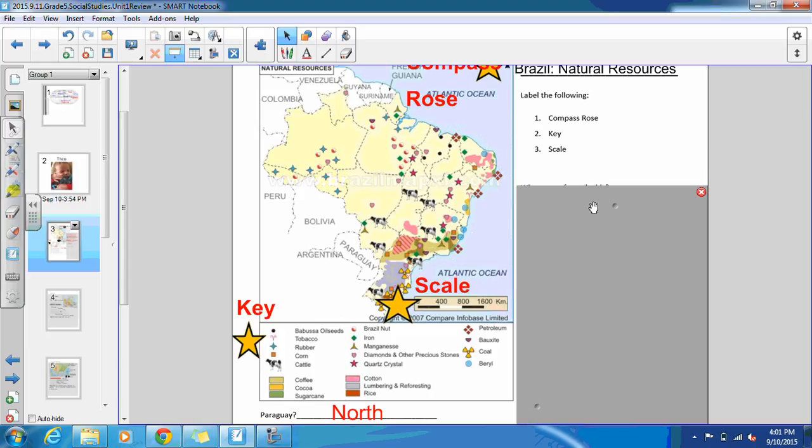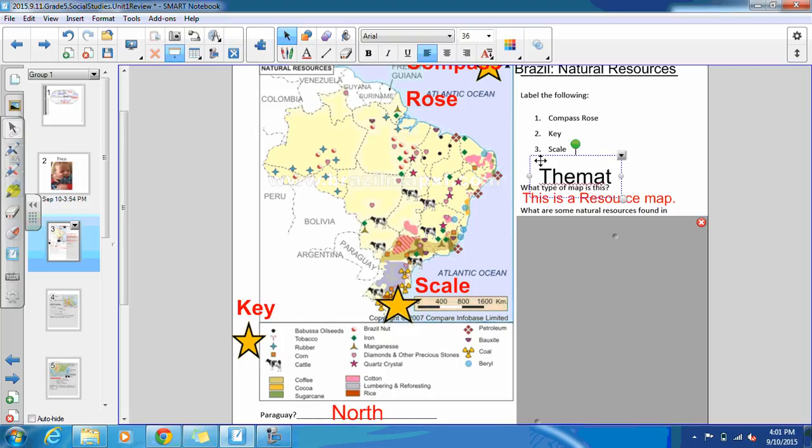So what type of map is this? It is a resource map. But first of all, it's a thematic map. We have physical maps, political maps, and thematic maps. Whenever we're talking about thematic maps, we're going to break that down into different types of thematic maps. Climate and resource are the 2 that we've talked about in class. This is a resource map.